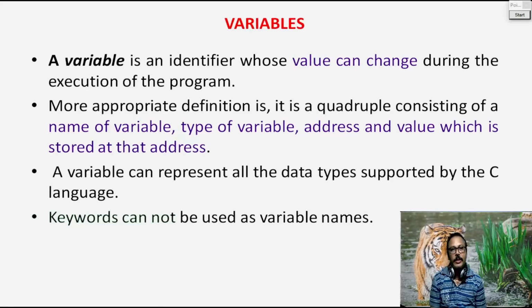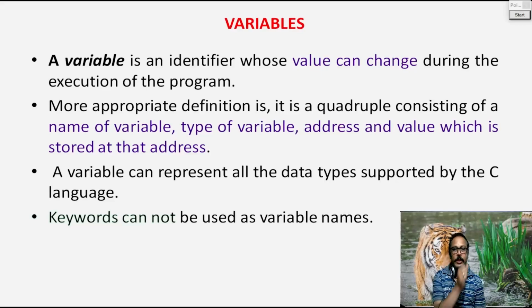So that is regarding the literal constants. We'll discuss symbolic constants also, but before that, variables. What is a variable? A variable is an identifier whose value can change during the execution of the program.